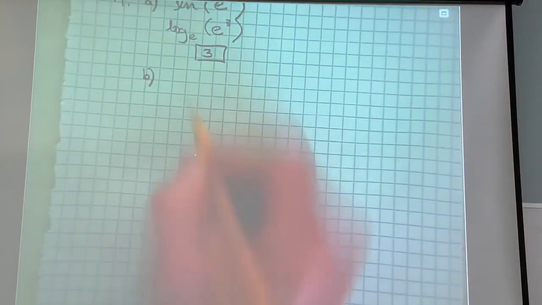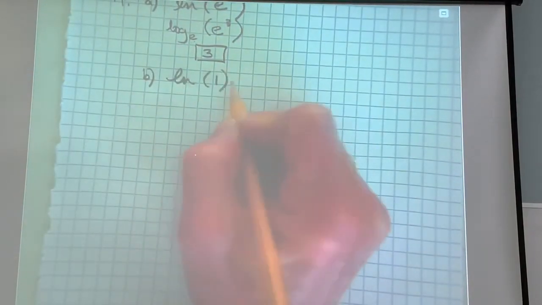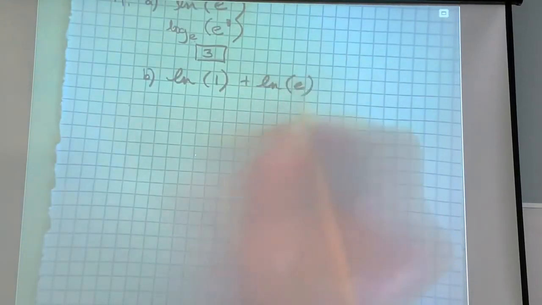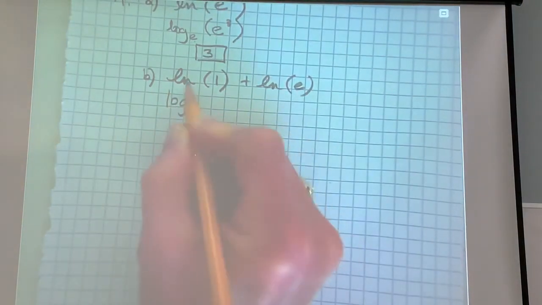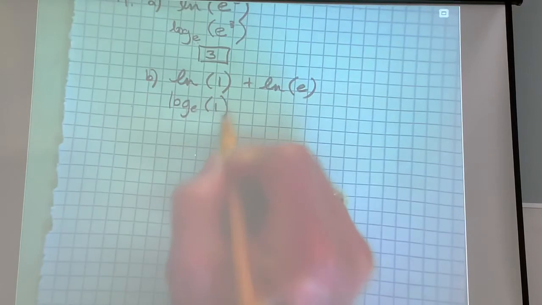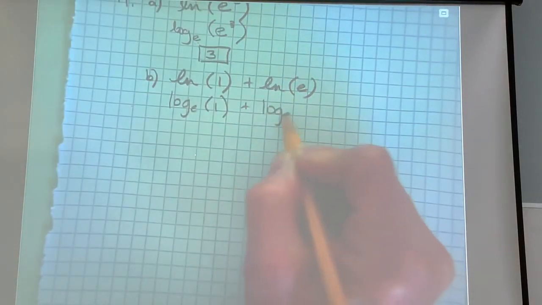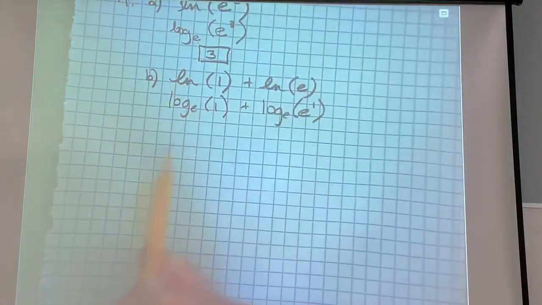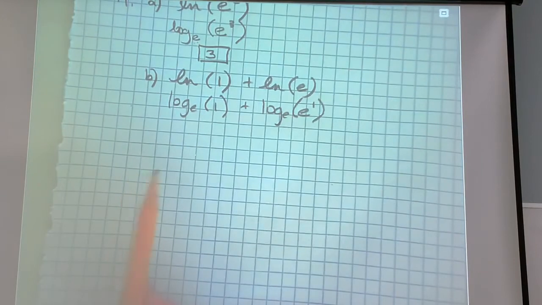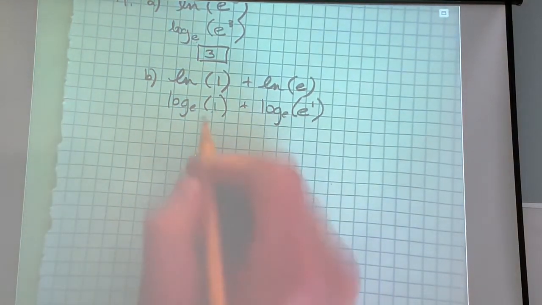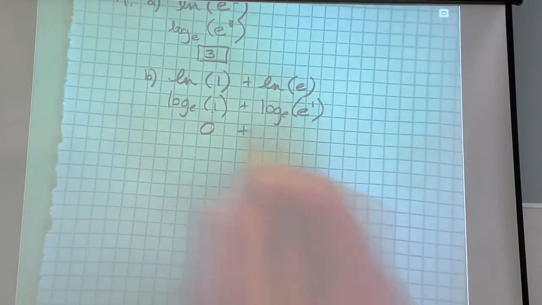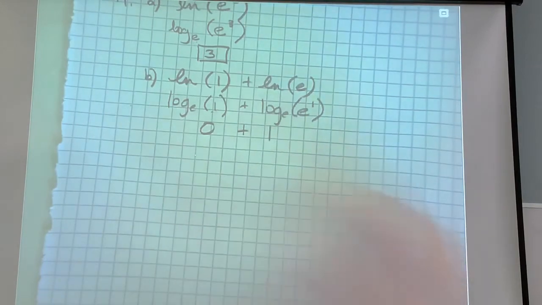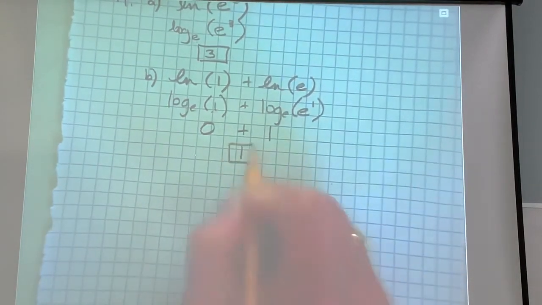B says, what's the natural log of 1 plus the natural log of e? Again, I think it helps to remember natural log means log base e, and an e is the same thing as an e to the 1. Any number raised to the 0 power will give me 1, so this answer is 0. What would you have to raise e to get e to the first power? That would be a 1. So the answer here is going to be 1.